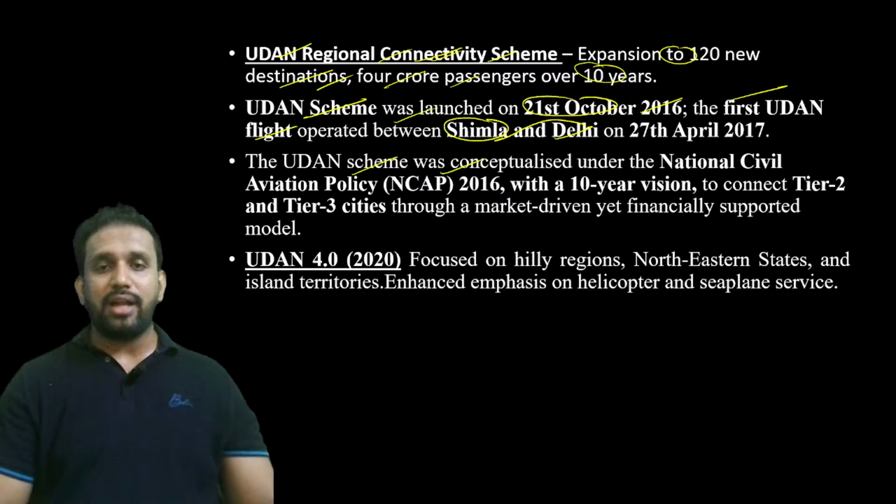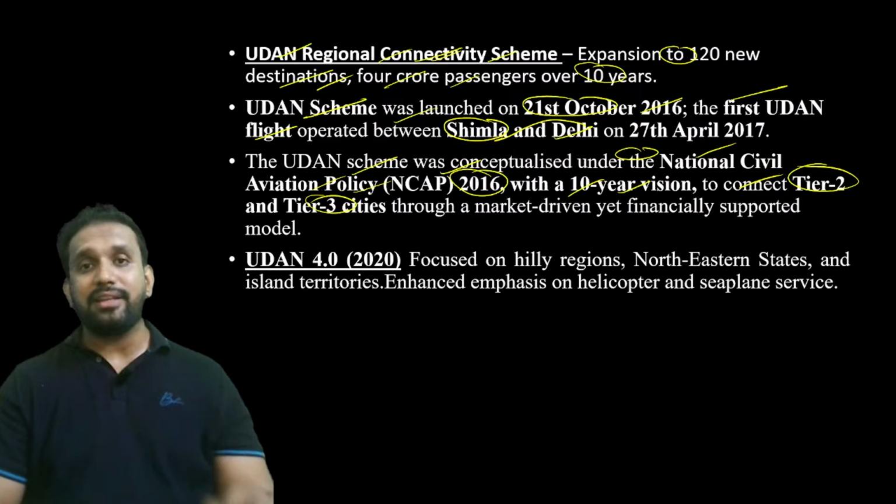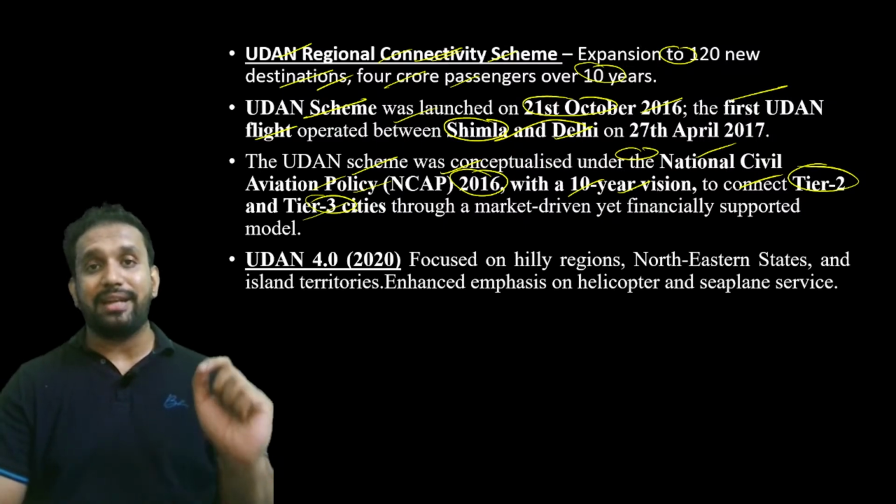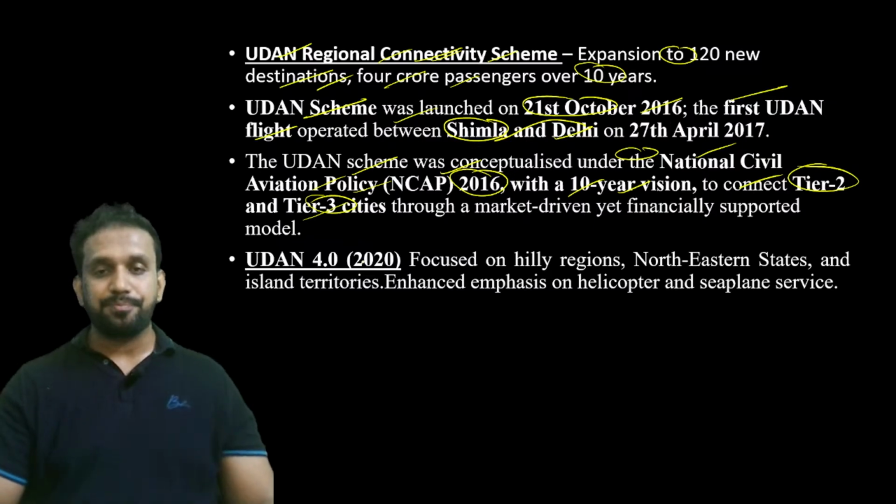The Udan scheme was conceptualized under the National Civil Aviation Policy 2016 with a 10-year vision to connect tier 2 and tier 3. I told you tier 1, which is not right. It is a scheme completely dedicated to connecting tier 2 and tier 3 cities. Udan 1 was there, 2.0 was there, 3.0 was there. Now we are having Udan 4.0.